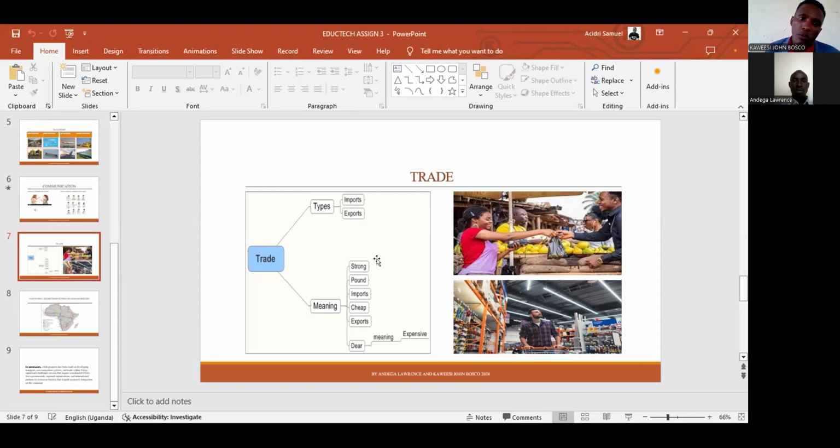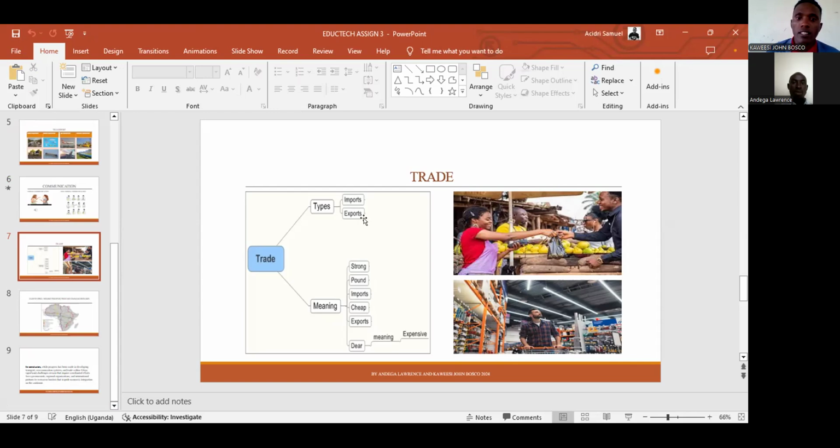So the types of trade that you may talk about, we have import and export trade. Import trade involves things coming into your country. For example, Uganda can buy things from different countries, India, China, USA, and others. That is import trade, things that are coming within your region, within your country.